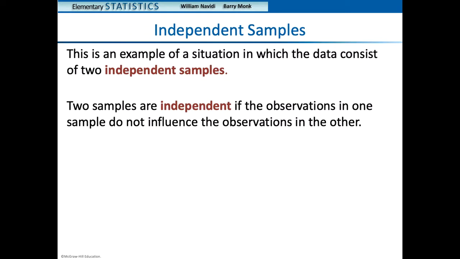So we have here an example of a situation in which the data consists of two independent samples. They are independent if the observations in one sample do not influence the observations in the other, right? They're completely separate from each other and they don't influence each other in any way.